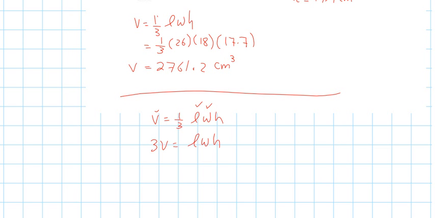So height would be divided by. Then divide by length times width because you're going to bring this over. It becomes 3v over length times width equals the height. Okay, so this is just in case I gave you the volume, I gave you the length, I gave you the width, I want you to find the height for me.